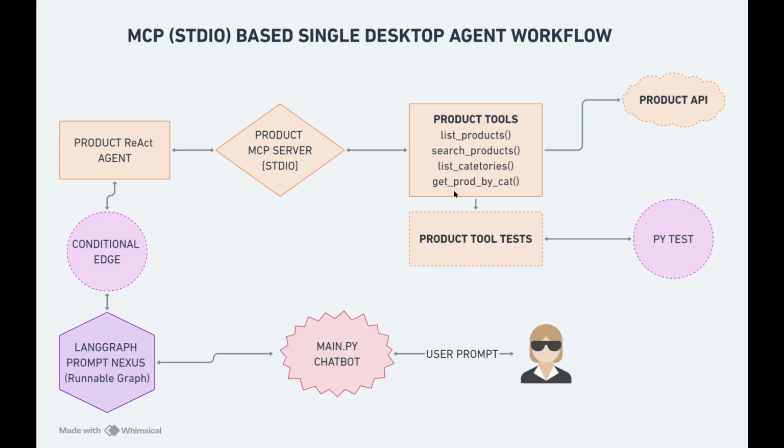Once they are tested successfully, then we spin up our MCP STDIO server, which then pulls in these functions and converts them into tools. And it will make more sense when we go to the code. But please sit tight for now. So then we individually bring this server up and then move to creating our product agent.